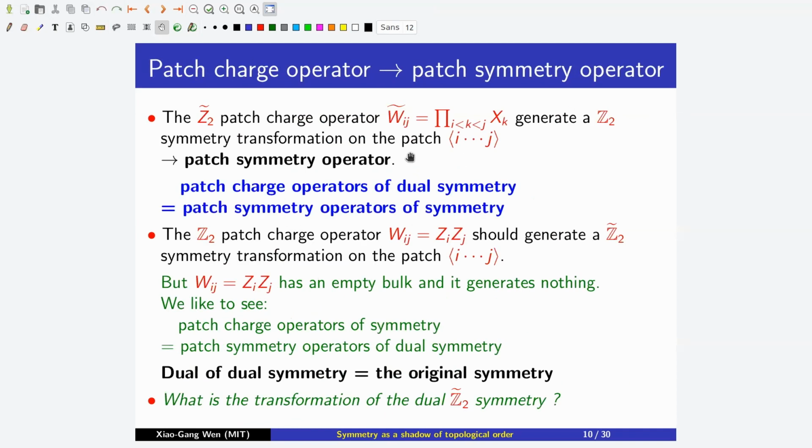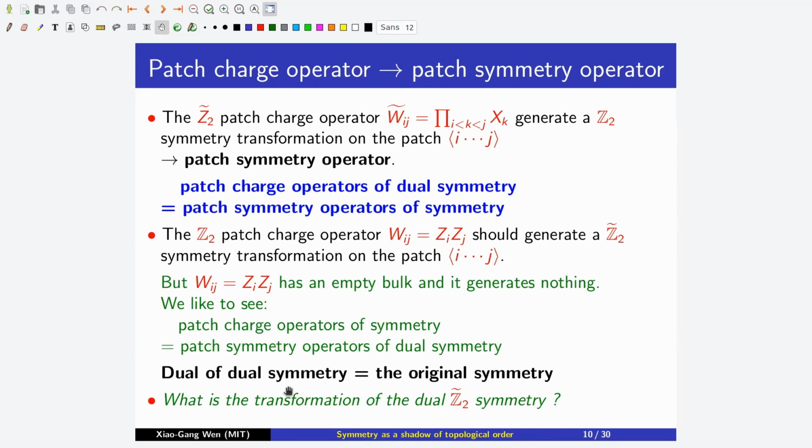But when we think about the transformation, I have trouble. It's very confusing, but anyway, let's insist on that. We accept that all the operators in the Ising model are symmetric, this dual symmetry cannot be broken, and the transformation law of a dual symmetry is nothing. It doesn't do anything. It all sounds very strange, but we still insist that the charge operator for the symmetry is a symmetry operator for the dual symmetry, whose bulk has nothing and does not do anything.